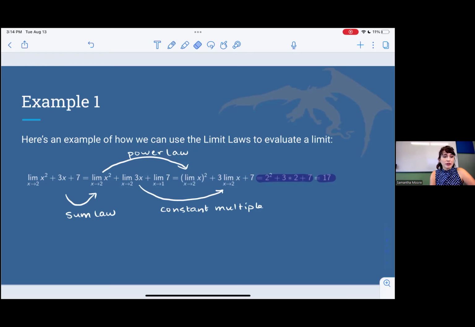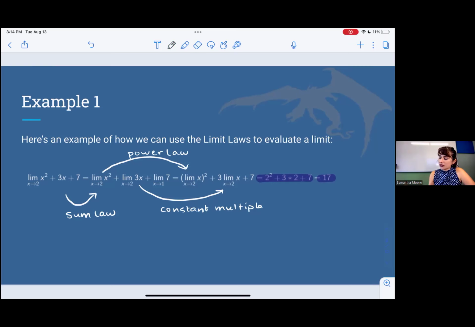So instead of the limit as x approaches 2 of x squared, I'm going to think of that as the limit as x approaches 2 of x, and then square it. And instead of thinking about the limit as x approaches 2 of the function 3 times x, I'm going to bring the 3 out front and just think about the limit as x approaches 2 of x.